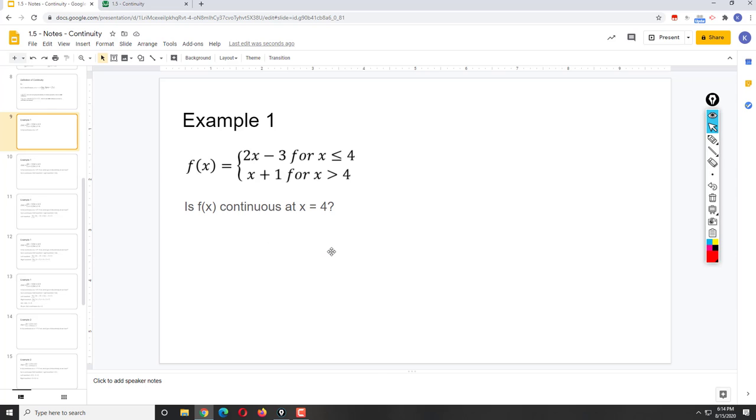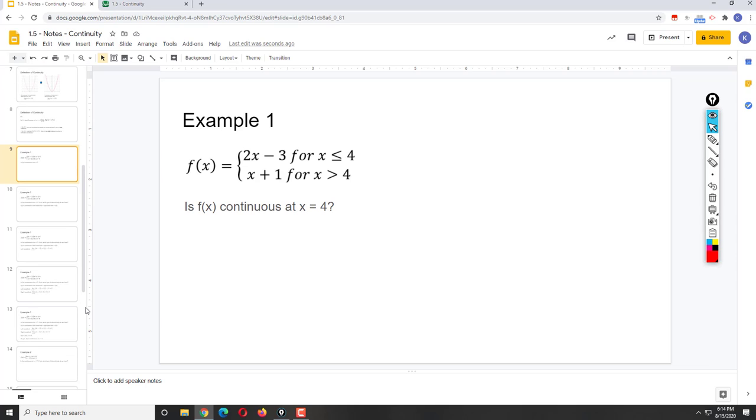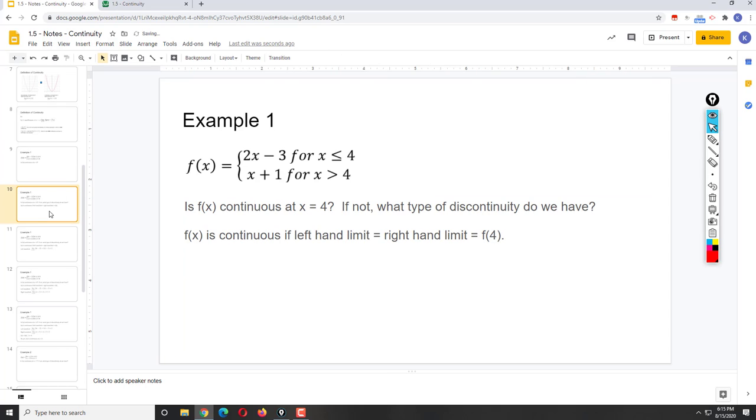Okay, let's look at a few examples. Example 1. f of x is equal to 2x minus 3 when x is less than or equal to 4, and x plus 1 when x is greater than 4. This is called a piecewise function. Is f of x continuous at x equals 4? When we answer that question, we want to look at the left-hand limit, the right-hand limit, and the function itself. If not, what type of discontinuity do we have?